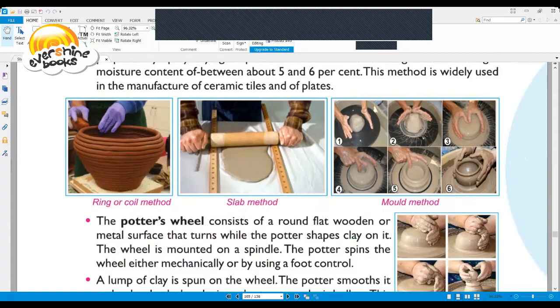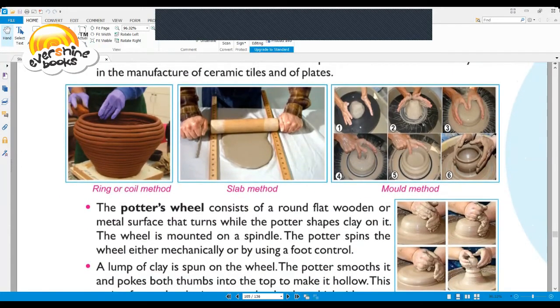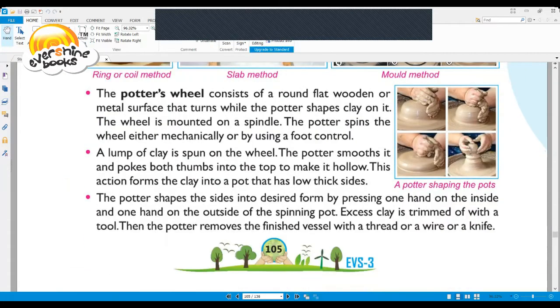The potter's wheel, you can see the pictures here. It's lovely. You can see the mold method, the slab method, the ring or the coil method here. The potter's wheel consists of a round, flat wooden or metal surface that turns while the potter shapes clay on it. The wheel is mounted on a spindle.